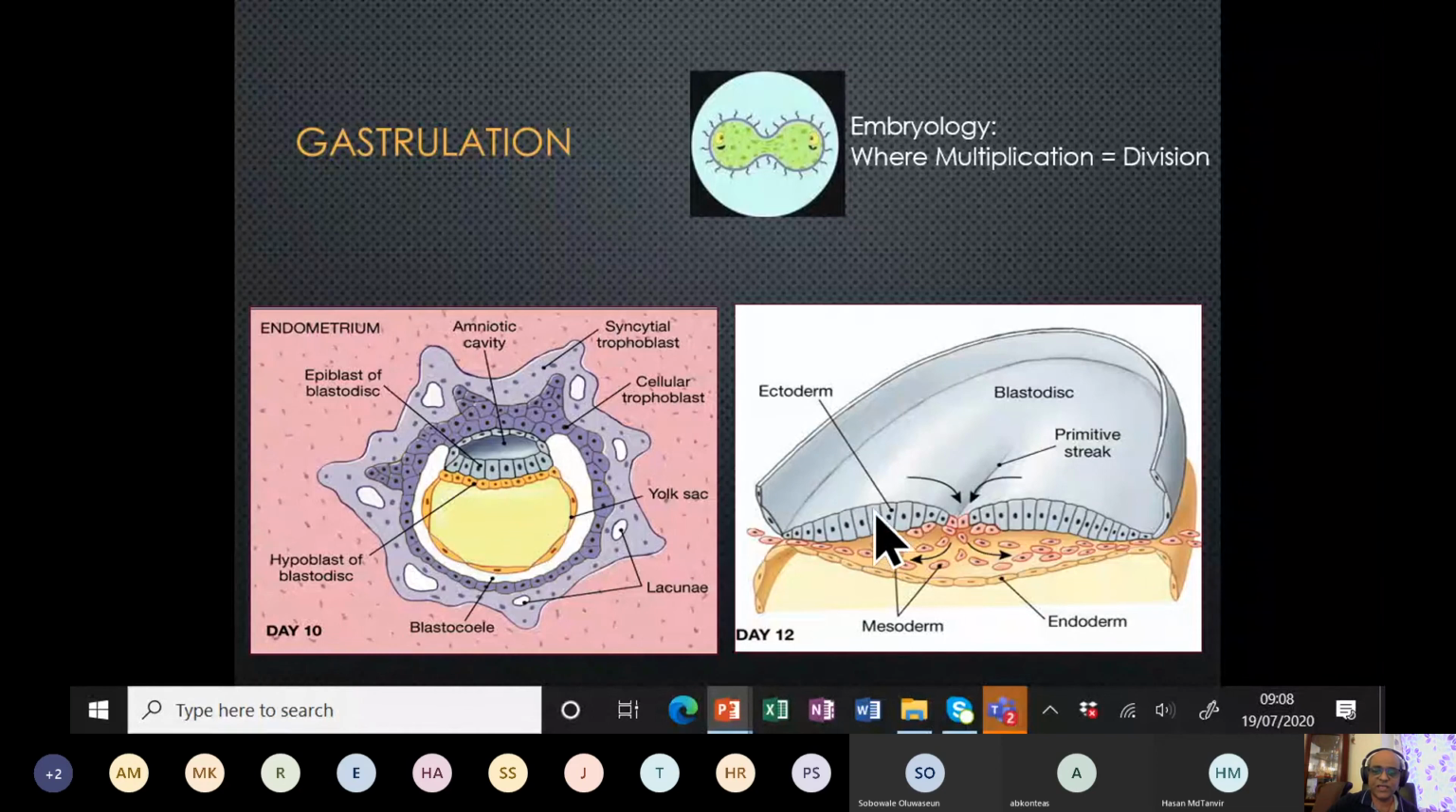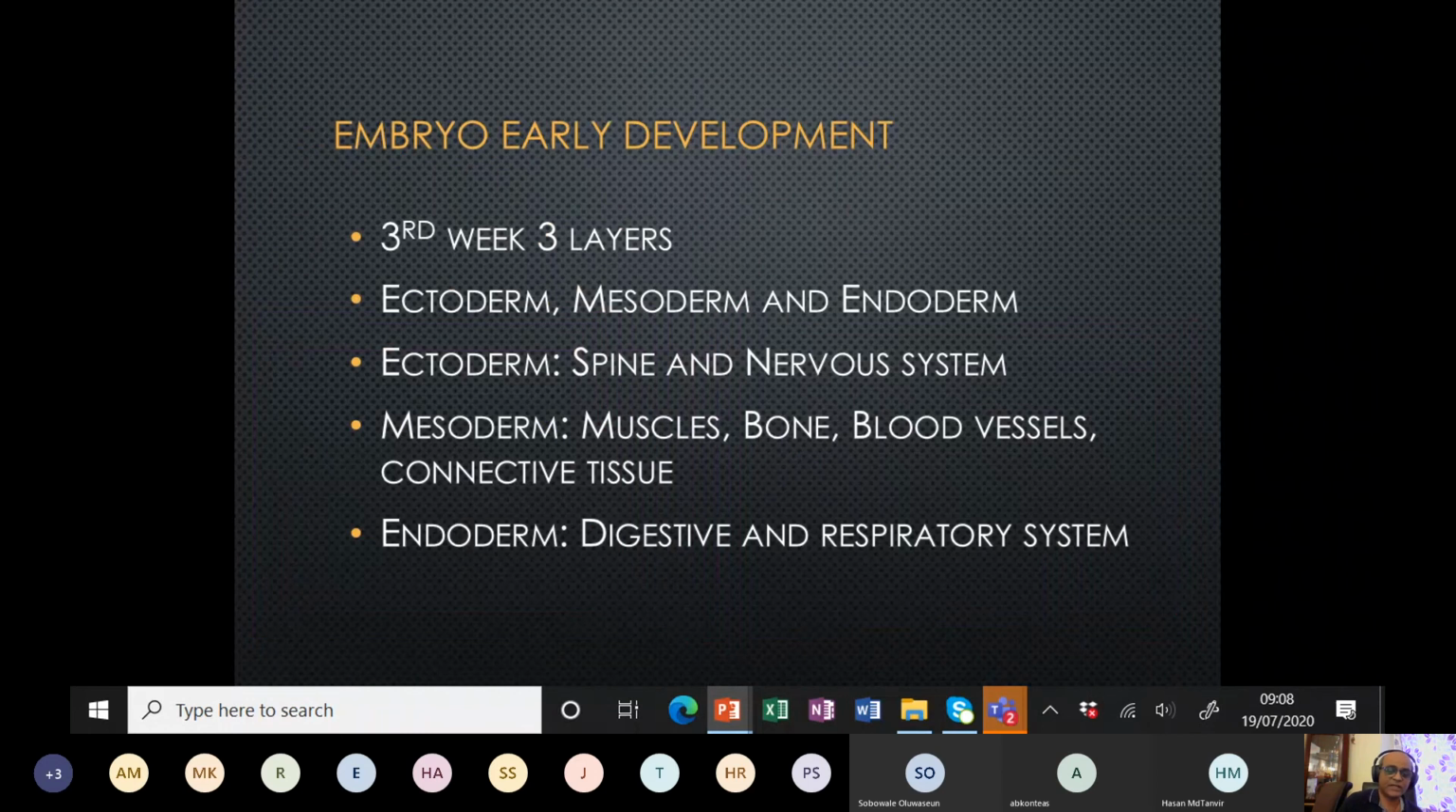You can see the epiblast, which forms the ectoderm, and the ectoderm actually invaginates inside to form the mesodermal cells, which are formed by replication of this ectoderm. So now, from a 2-layered structure, you can see how we are getting into a 3-layered structure. And it's important because these 3 layers are the ectoderm, the mesoderm, and the endoderm.